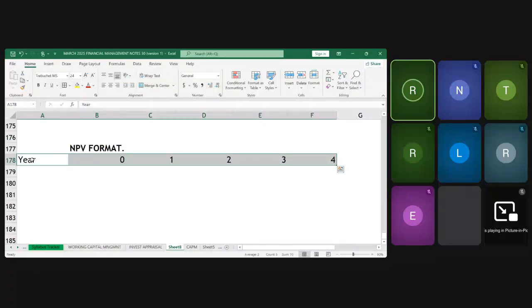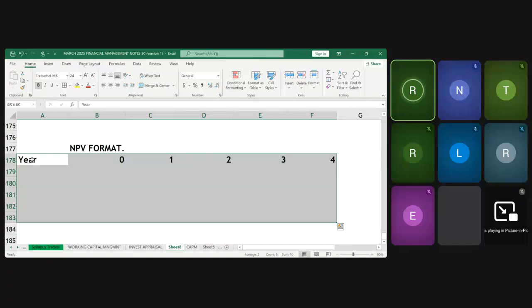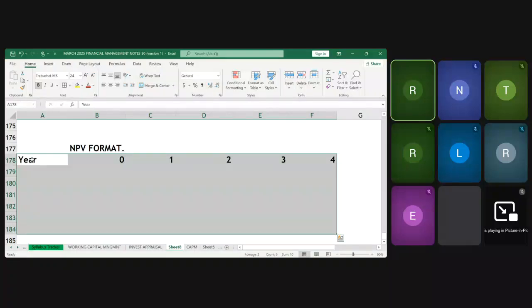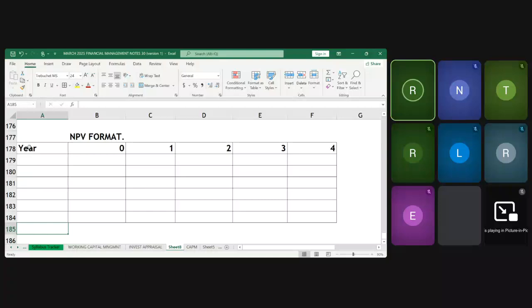So these are the years, right? I'm going to divide my NPV format into 2 sections or 2 segments. The first segment that I want on top here is the operating side or the revenue side. When I go to the downside, I want my investment side.